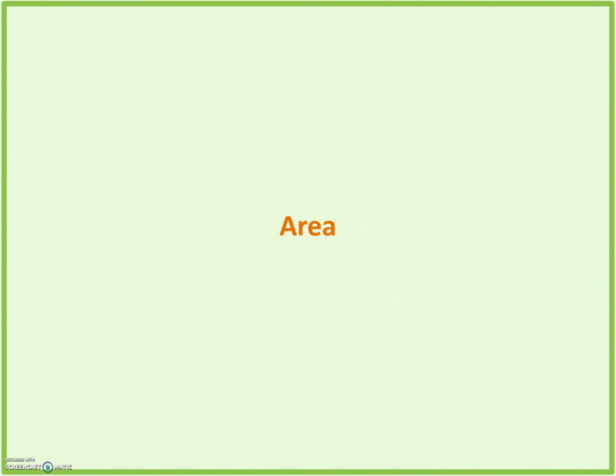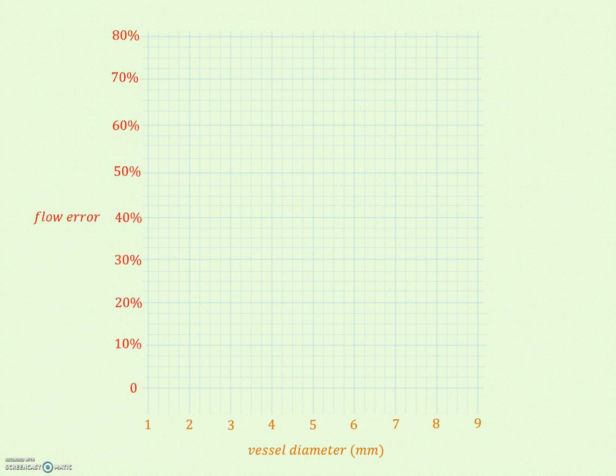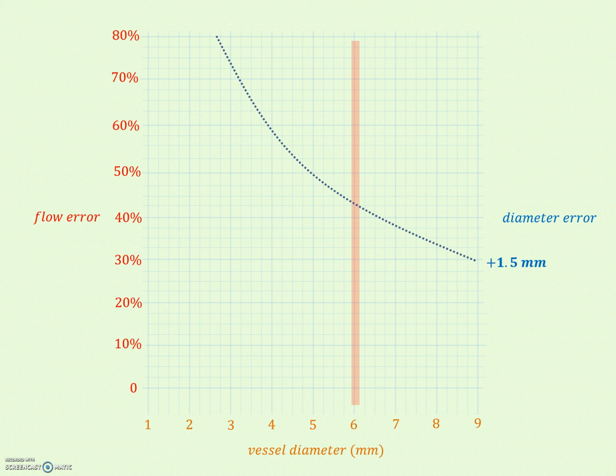So that was all the different aspects of velocity. Then the other thing we mentioned as a part of the volume or flow calculation was area. This is a very brief slide. If you look at various vessel diameters in millimeters, and then flow error on the y-axis, and let's just pretend we're looking at a 6-millimeter vessel to see how measurement error affects flow, because it's pi r squared, if you're off on your diameter or your radius, the error is amplified. So if you mismeasure by 1.5 millimeters, you're going to have a 40 to 50% flow error, which is unacceptable.